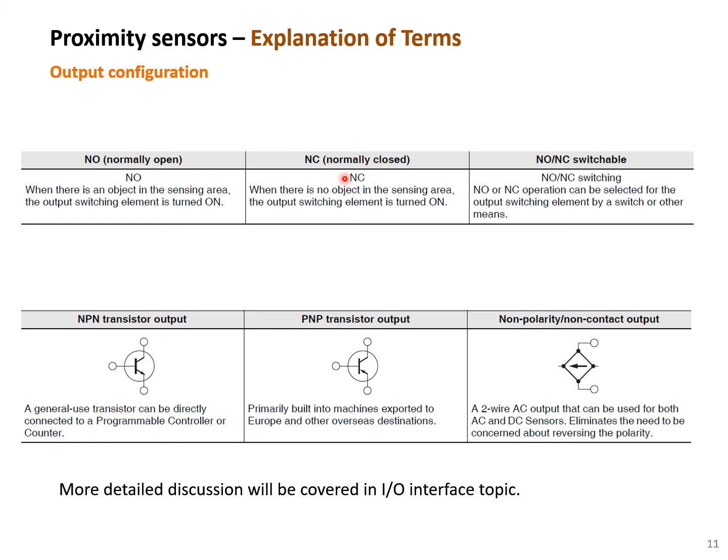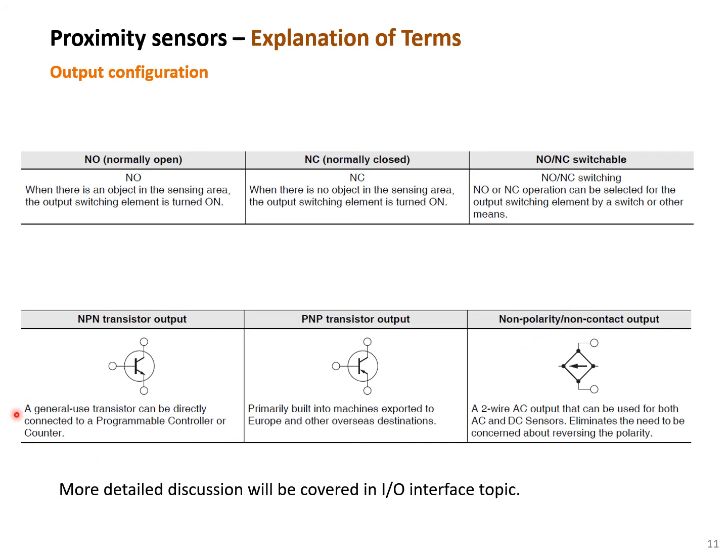So with normally closed, when we don't have any object, the output of the sensor is true, and the sensor is on. And with switchable, we could decide what is the normal condition of the switch. We could switch from normally open to normally closed. The output of the switch could be either NPN or PNP transistor output, or non-polarity or non-contact output.